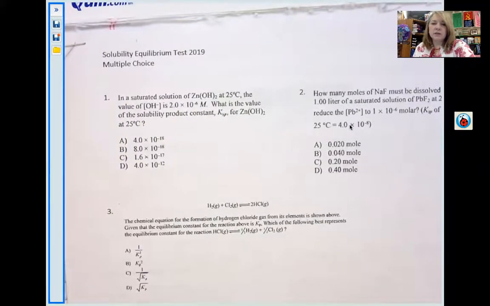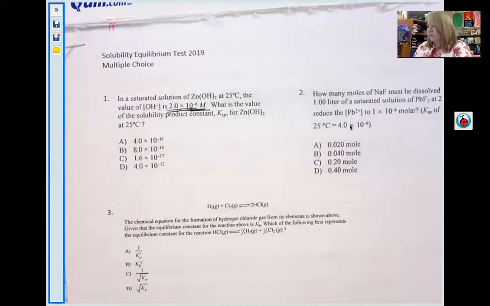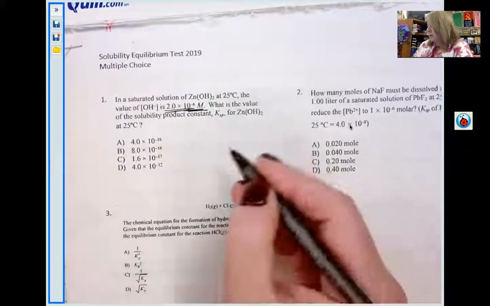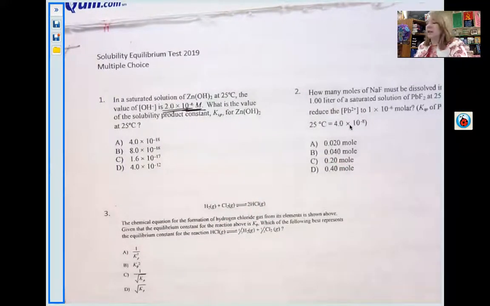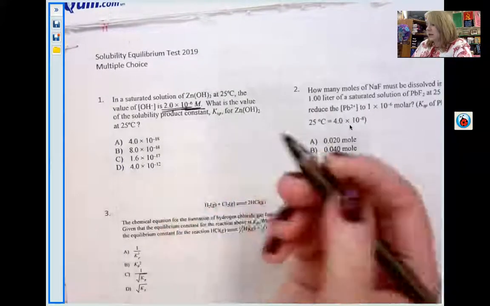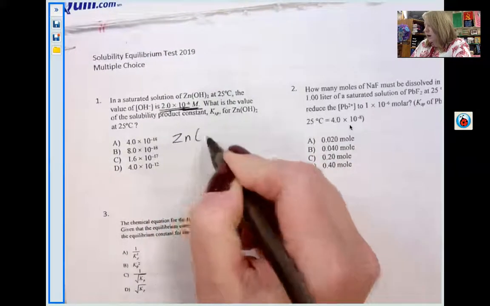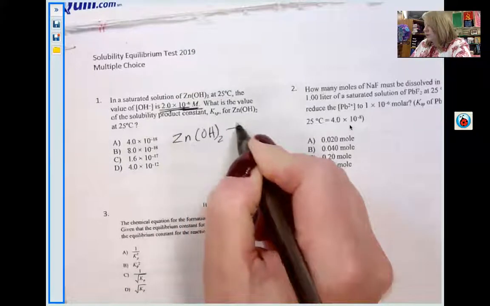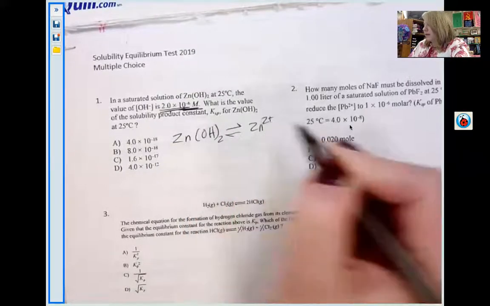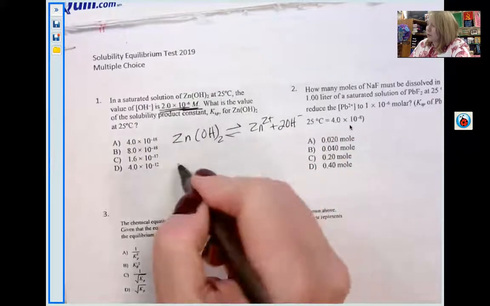In a saturated solution of zinc hydroxide at 25 degrees Celsius, the value of the hydroxide ion is known. What's the value of the solubility product constant for zinc hydroxide? Well, one of the things as you're going through this, how I know that you're practicing and working these problems is I would see things written on your multiple choice part. So to correct this, you're going to need to actually write out your equation for zinc hydroxide. So we have zinc plus 2 OH ions. And then you need to write your Ksp expression.